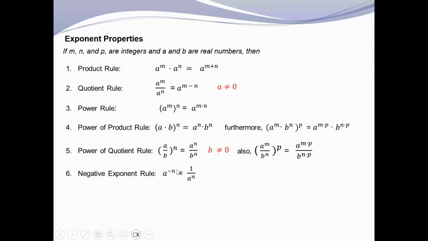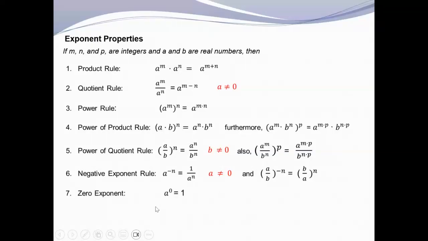The negative exponent rule. If you have any base to any negative power, you have to make it positive by putting 1 over a to the n, and the n becomes positive. There's a lot of these rules that you'll be using in the upper level courses, so it's good to know them. Also, if you have a divided by b to the power of negative n, all you do is flip the fraction, and the exponent becomes positive.